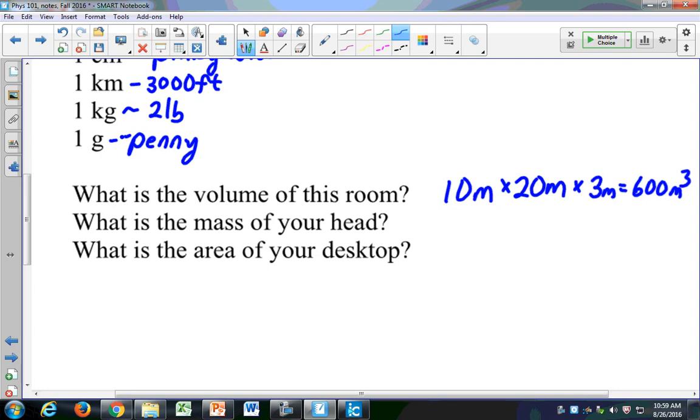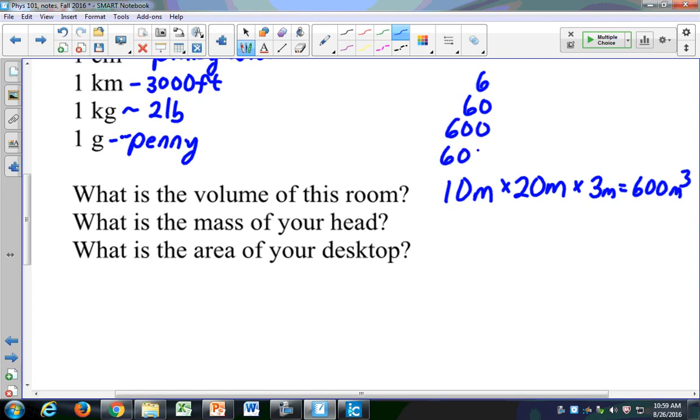So on a test, it would be multiple choice, and I would say, what is the volume of this room? And I would give you options. Is it 6 cubic meters? And you'd say, wait, are you crazy? Is it 60 cubic meters? This room would have to be like 6 by 10 by 1 in order to be 60 cubic meters. It would just be like this little section right over here. Or is it 600 cubic meters?